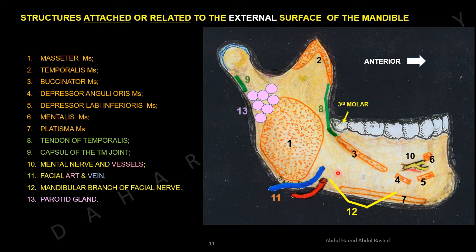And number 12 is the mandibular branch of the facial nerve. It's very important. Most of the time, it doesn't reach below the lower border of the mandible. When it comes down to the lower border of the mandible, any incision here can injure this nerve, and the muscle which is supplied by this nerve will become paralyzed. And number 13 is the parotid gland, which is above and behind the masseter muscle around here, that is the lateral part of the ramus.